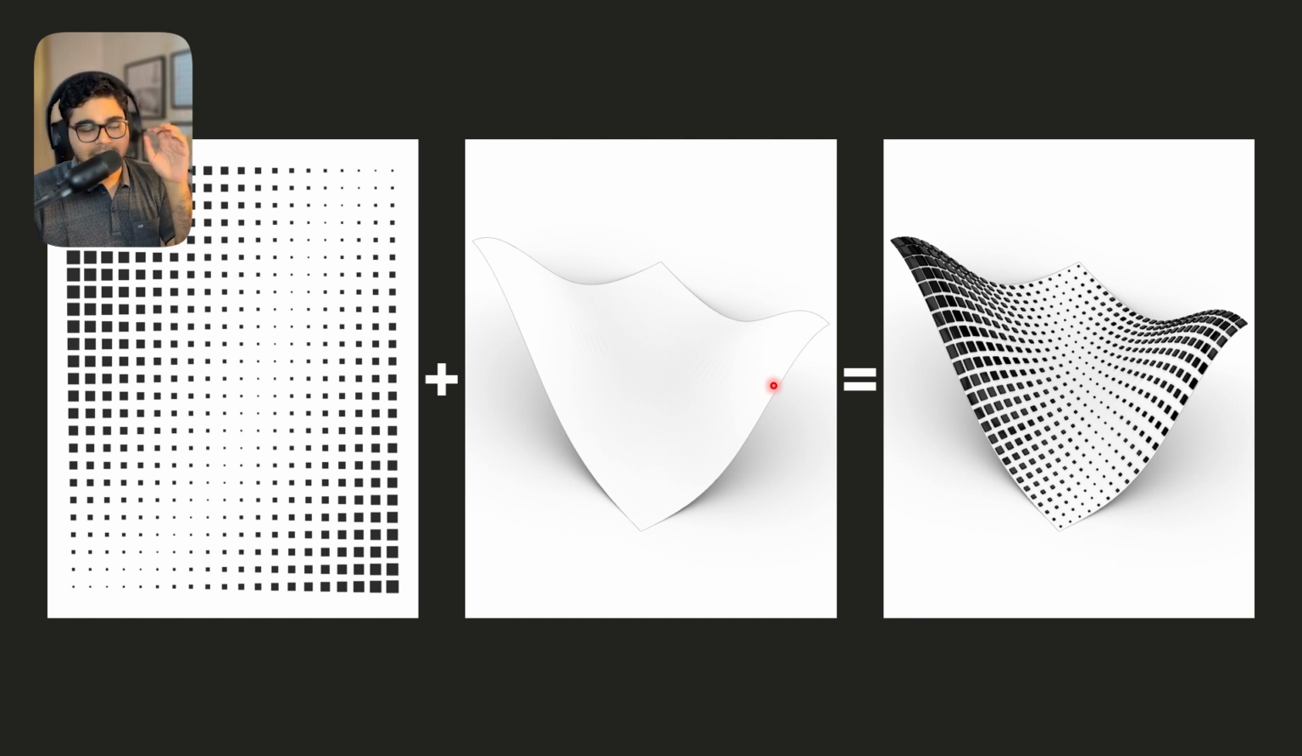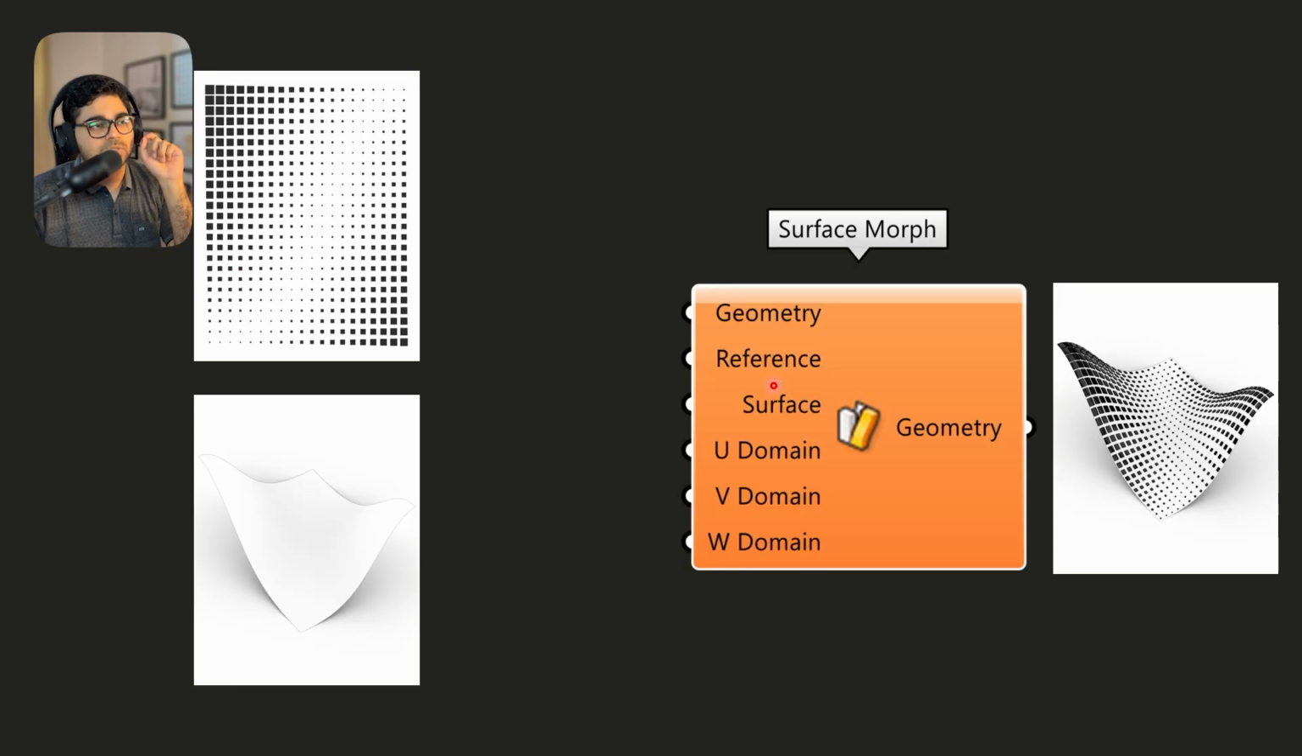To do this, we only need to use one particular component inside of Grasshopper, which is called Surface Morph. And it does what it says. It will morph your pattern onto a surface. It has six inputs. The first input is geometry, which is the geometry that you want to morph, in this case the 2D patterns that you have created. Then reference, then is your surface. So it's asking you what is the surface that you want to morph this particular pattern on. So this is my surface.